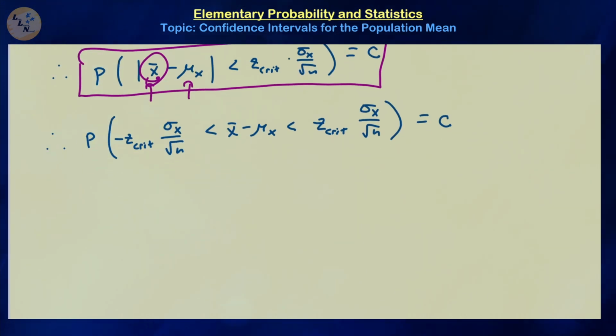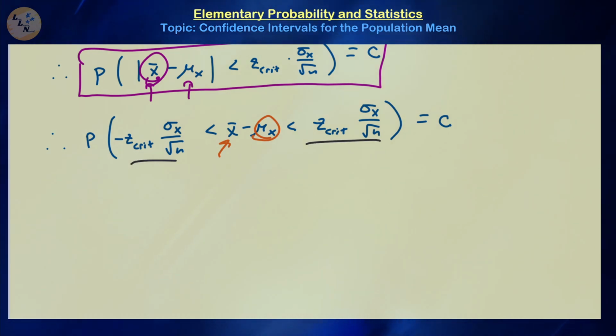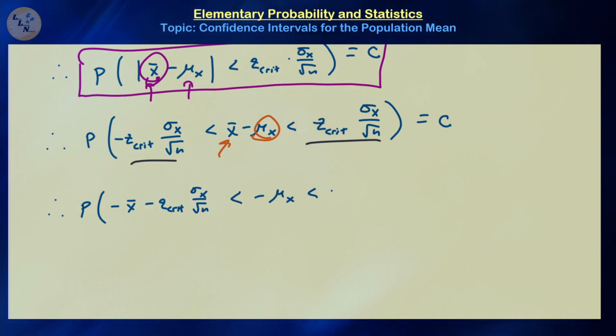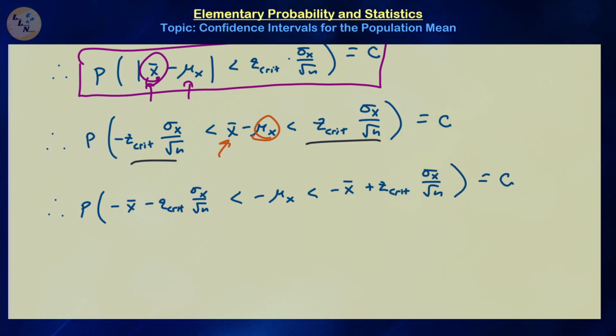And then let's solve for mu x here, because we don't know what mu x is, and we can always get values for the x bar by sampling. So I'm going to subtract x bar from all sides of this inequality. What is that going to give us? That's going to give us the probability that negative x bar minus z crit times sigma x over the square root of n is less than negative mu x is less than negative x bar plus z critical value sigma x over the square root of n is going to be equal to c.